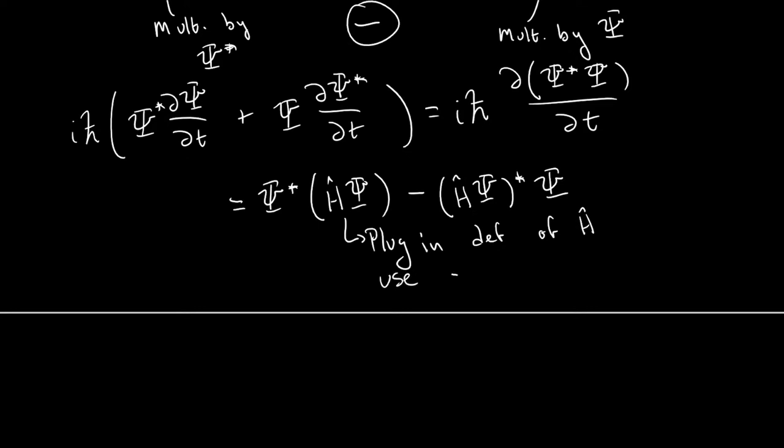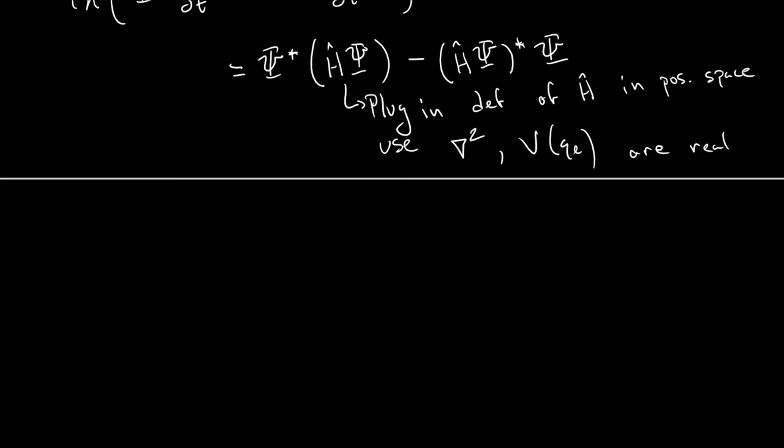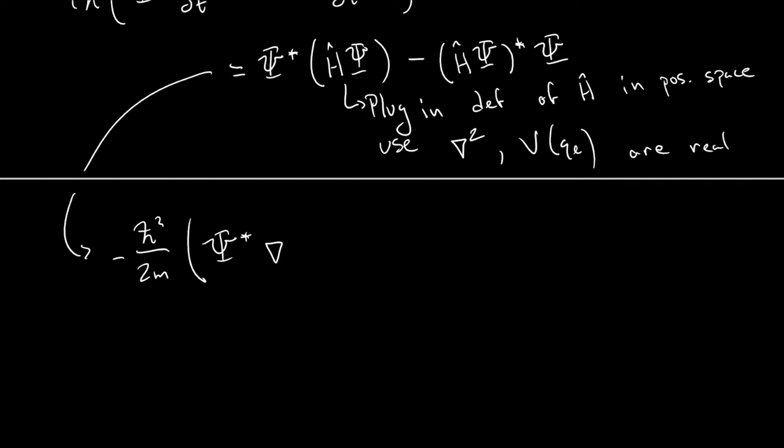I'm going to use the fact that our del squared, as well as our Qs, say in position space, are real. Right? I mean, assuming our coordinates are real, all of the derivatives should be real, etc. So when I write that down, I get something like h bar squared over 2m times psi star del squared psi minus psi del squared psi star. The potential term cancels out because it's real, so I get a real number times psi star psi in each term, and those just drop out.